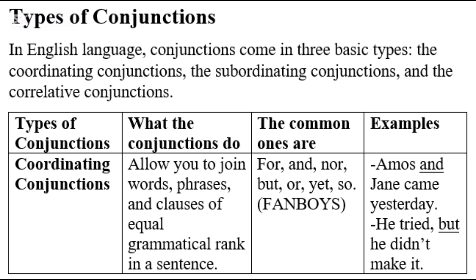Examples. Let's look at the sentence examples. Amos and Jane came yesterday. The coordinating conjunction used in this sentence is and. Another example here, he tried but he didn't make it. Let me know how you used the other common coordinating conjunctions in your various sentences.